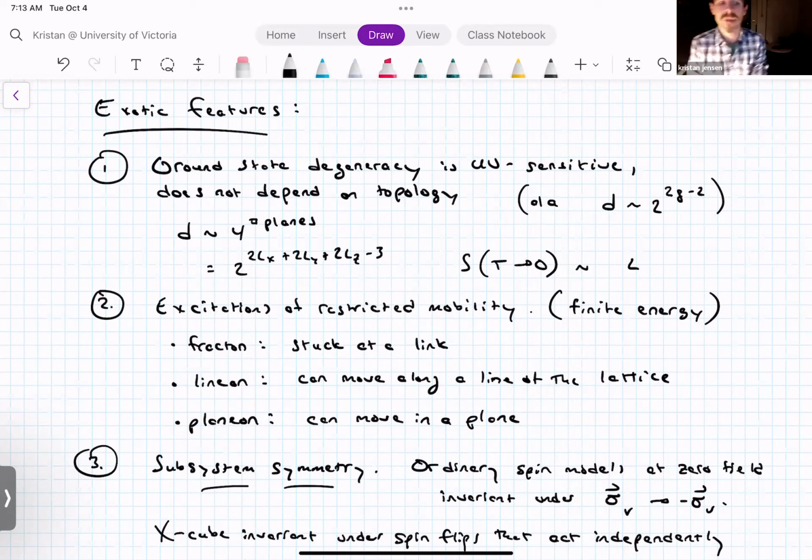Second thing that's strange is that there are finite energy excitations of restricted mobility. This model has so-called fractons, which are excitations that are stuck at a link and can't move. It has line-ons. These are excitations that can only move along a line of the lattice, can't move in the transverse directions. And it has plane-ons. These are things that can move in a plane and not in the transverse direction. That's all.